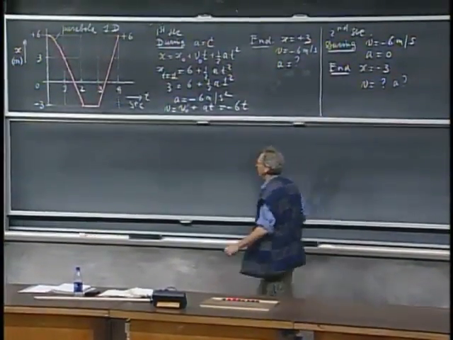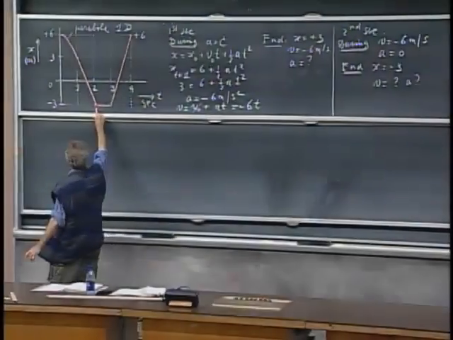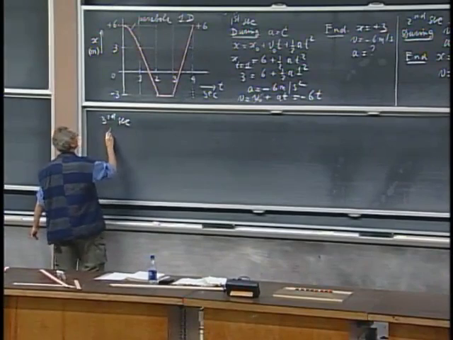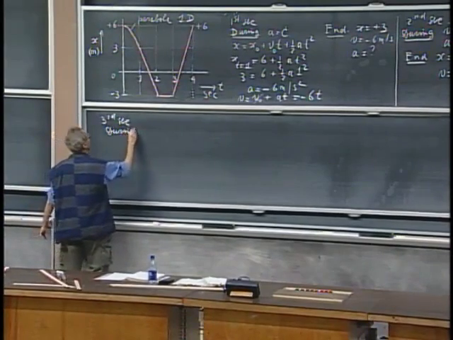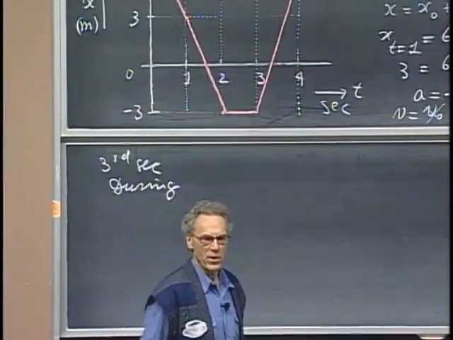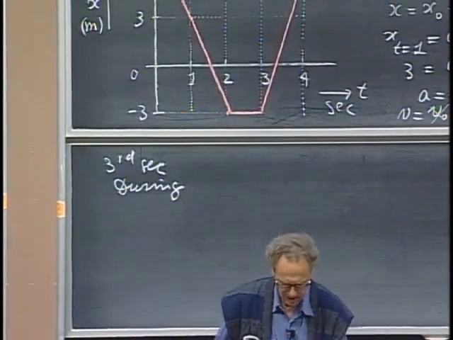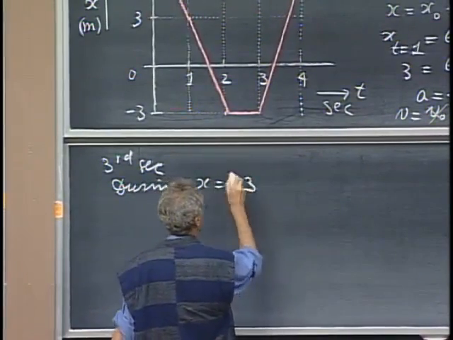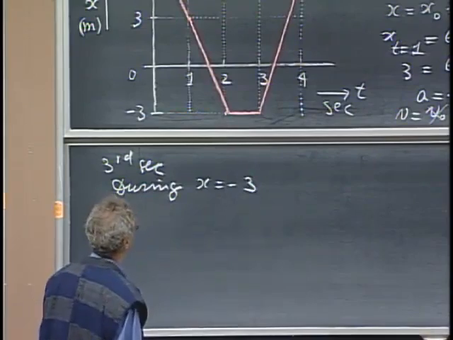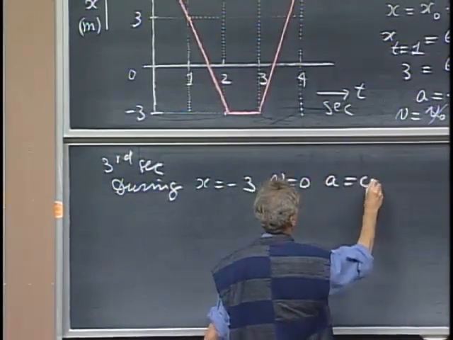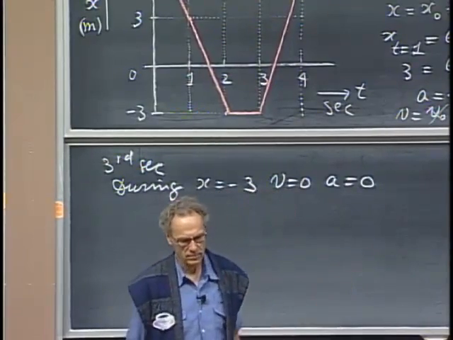So we go to the third second, this part. Let's first look during the third second. Well, the object isn't going anywhere, it's just sitting there. x remains minus 3. And the velocity is 0, and a is 0. We can agree on that.